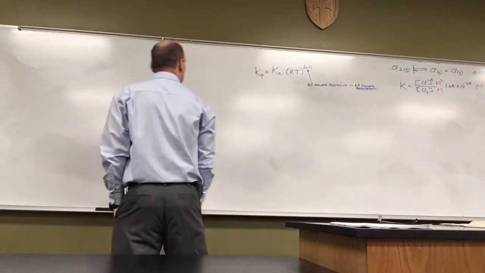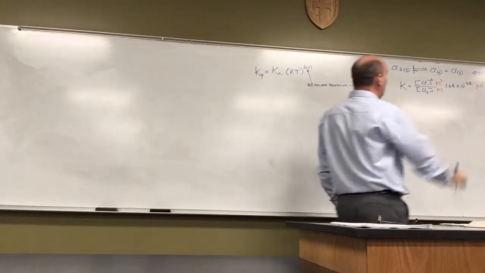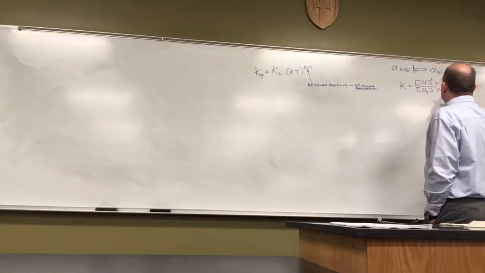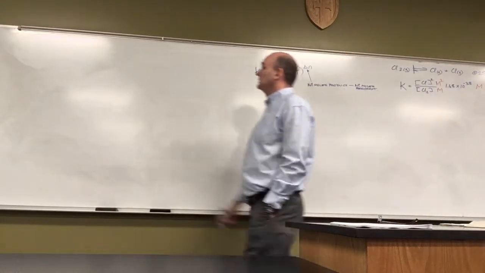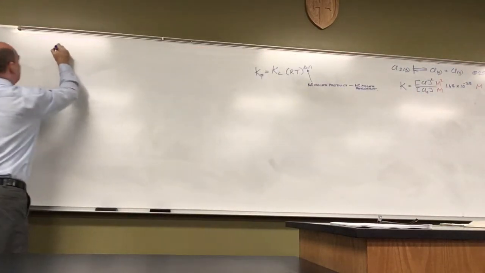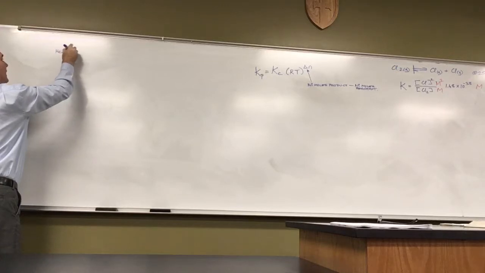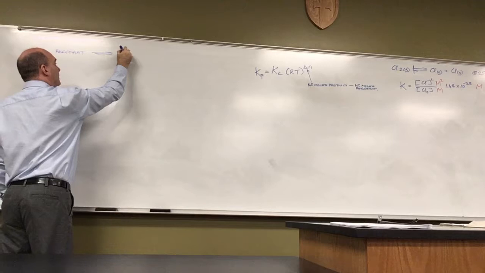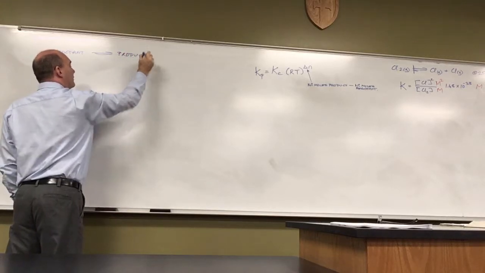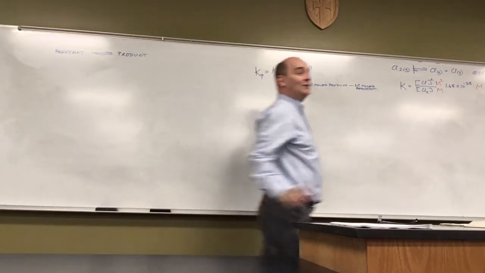So, I'll use this one because it's up on the board. All right, so we write reactant on the left goes to product on the right. And this reaction is in equilibrium.